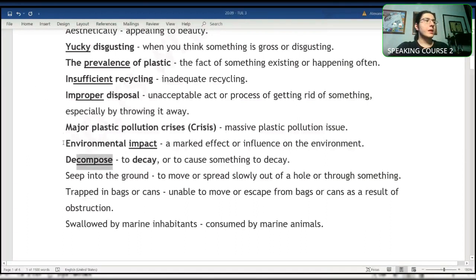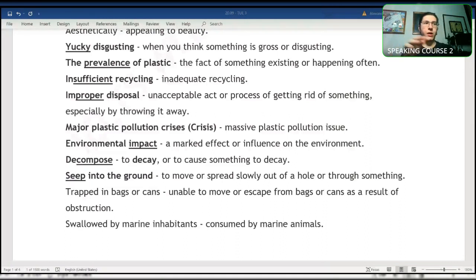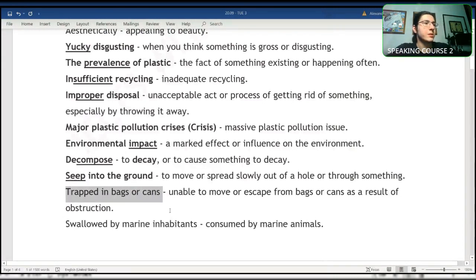Yeah. Seep into the ground, very good phrase. Seep is the key word here. Seep basically means to slowly and little by little go into the ground, in all these different parts. So you can say, for example, plastic is seeping into the ground. It means that plastic is going into the ground. Or you could say dirty water is seeping into the ground. So yeah. Trapped in bags or cans. This means that something cannot move away or move out of bags or cans. I'm not sure what this is talking about, but yeah.